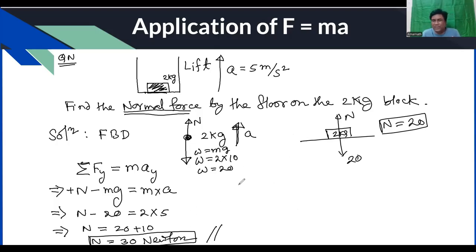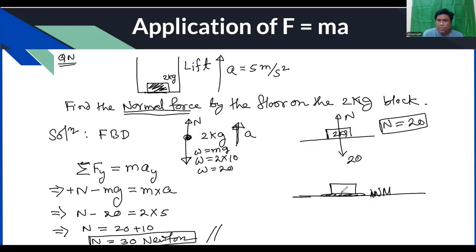Normal weight is 20 only, but apparent weight now becomes 30 Newton, okay. Now you see, interesting is that, in this situation, say this is a 2 kg block. And here I have put a weighing machine, okay? This is the weighing machine, WM.